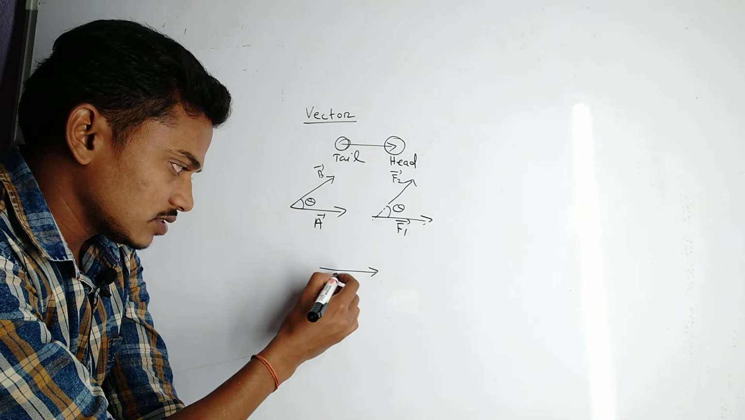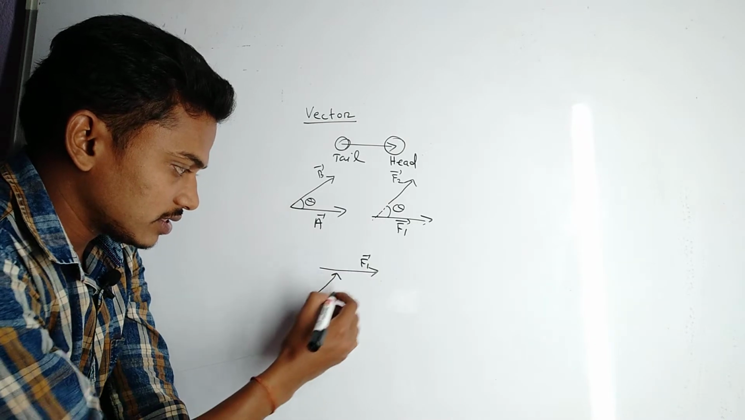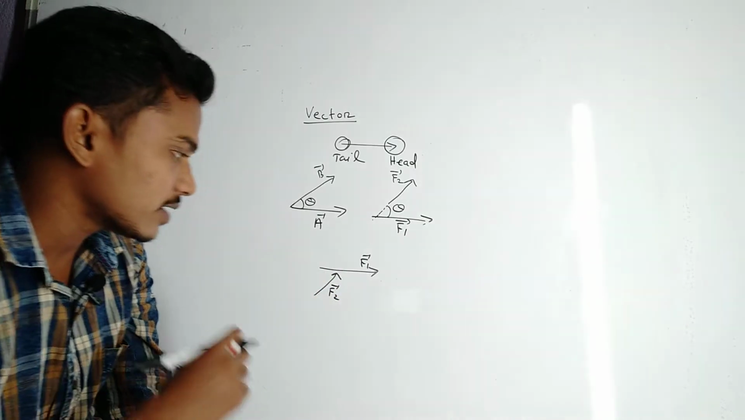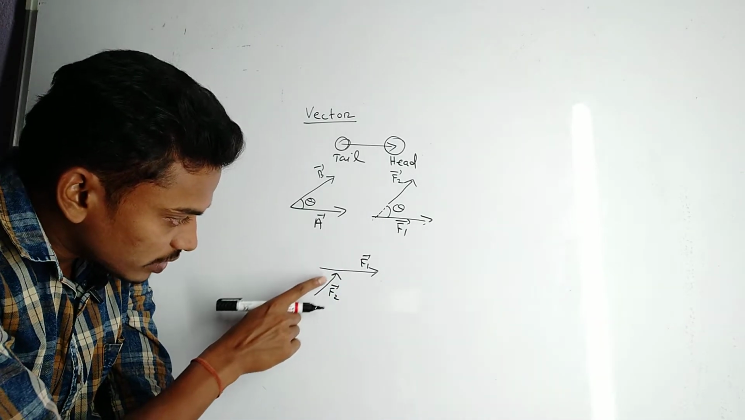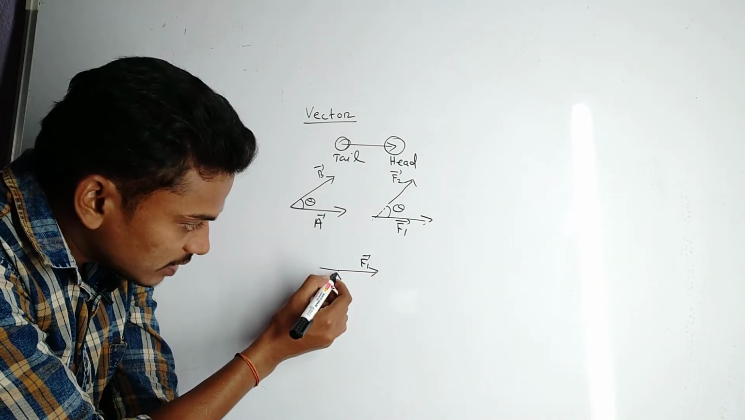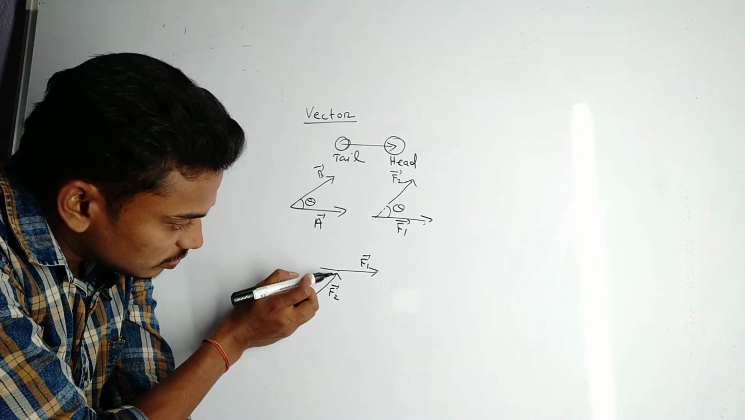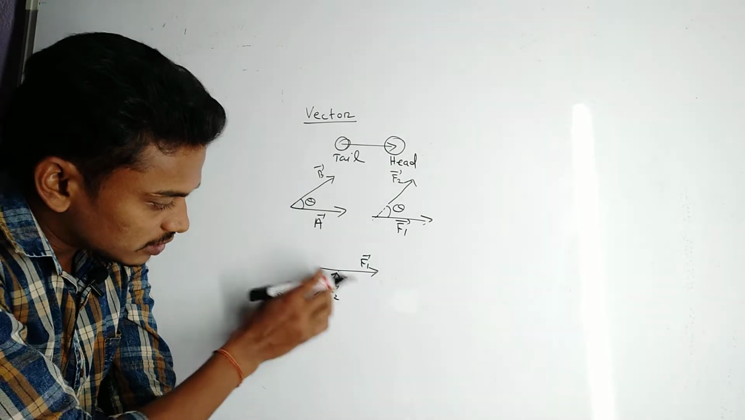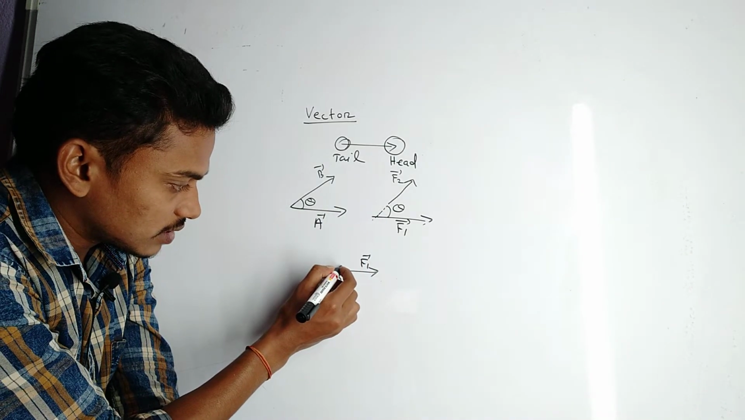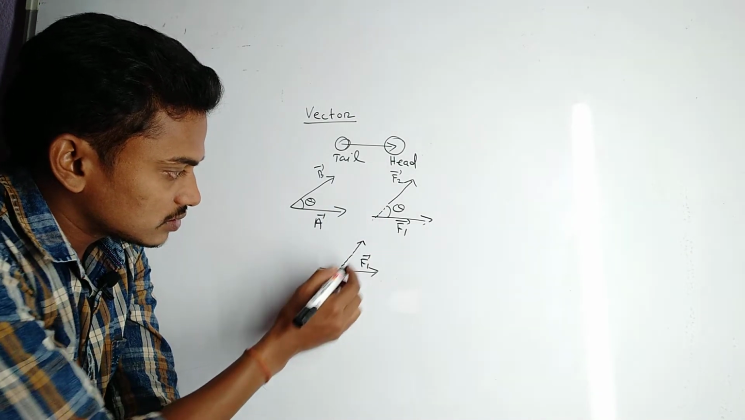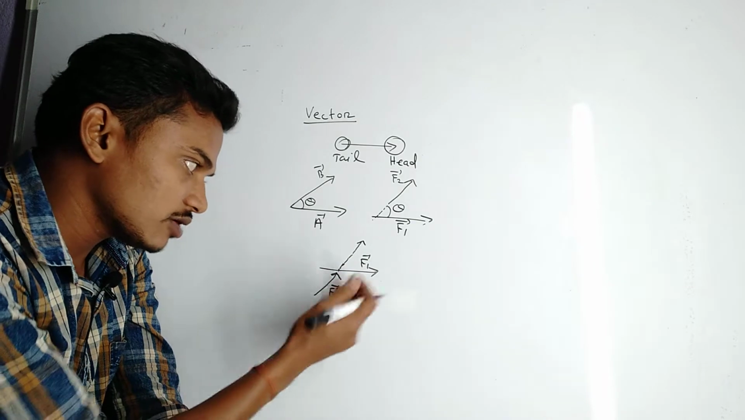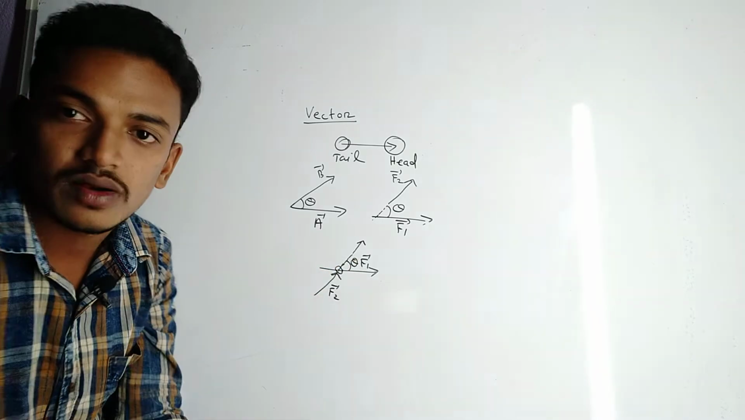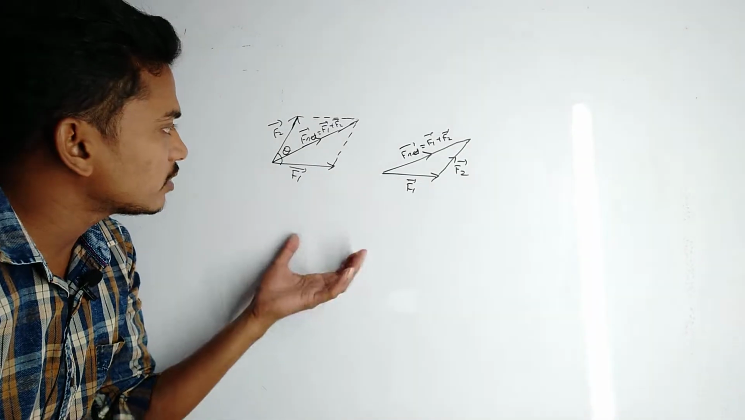In another situation, suppose this is F1 vector and this is F2 vector. To find the angle between F2 and F1 vectors, produce F2 in the forward direction. Here the connection is head to tail, so produce F2 in the forward direction like this. Now the connection will become a tail connection, so this will be the angle theta.